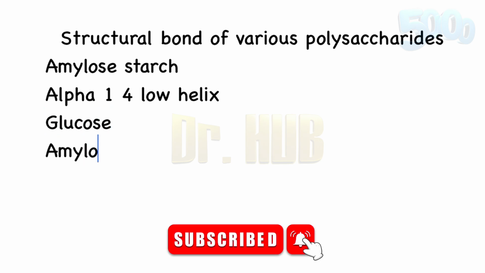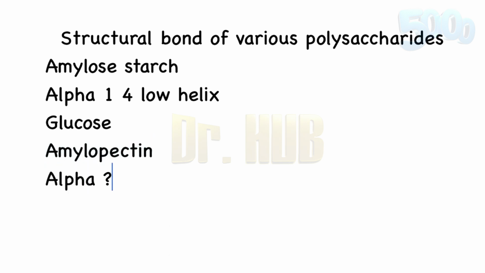Next is the amylopectin. Amylopectin is again the alpha 1,4 linkage, with alpha 1,6 glycosidic linkage every 24 to 30 glucose molecules, and it has a hollow helix.